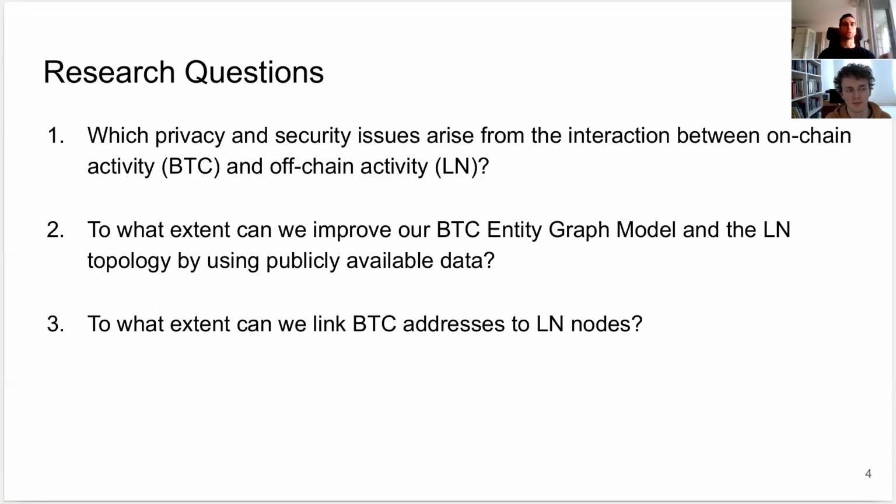So our research questions are mainly three. We wanted to understand which privacy and security issues arise from the interaction between on-chain and off-chain activity. We also want to understand to what extent we can improve our knowledge about the Bitcoin entity graph and the Lightning topology just by using publicly available data. And lastly, we want to understand to what extent we can link Bitcoin addresses to Lightning nodes.